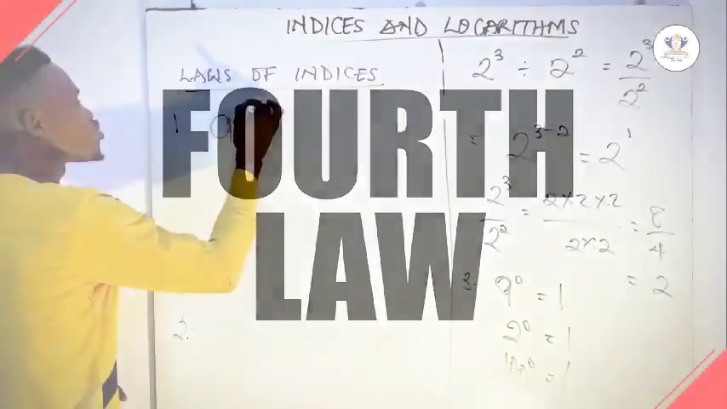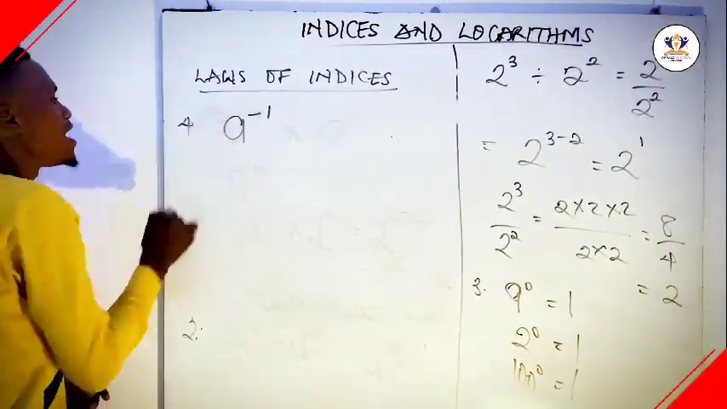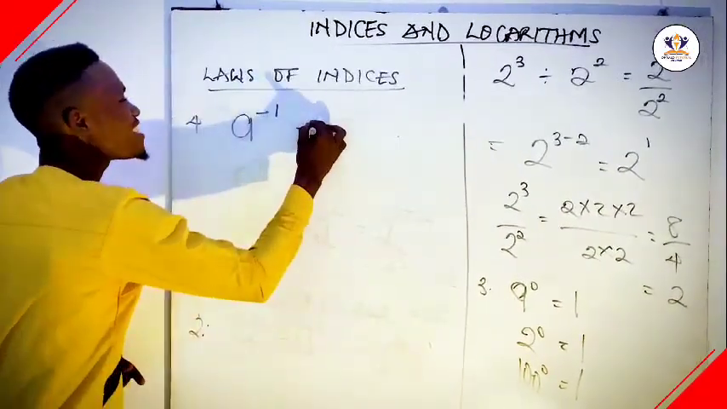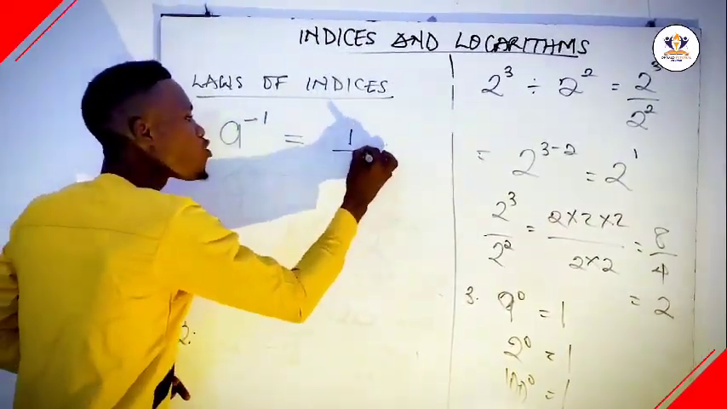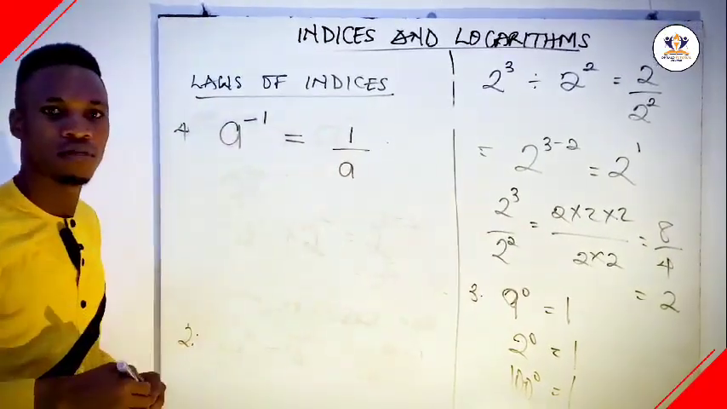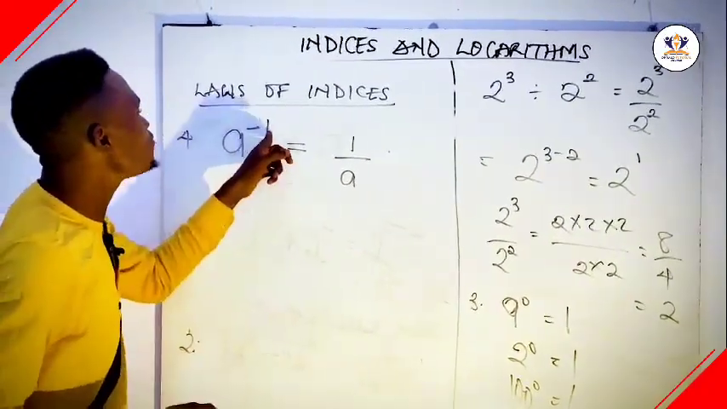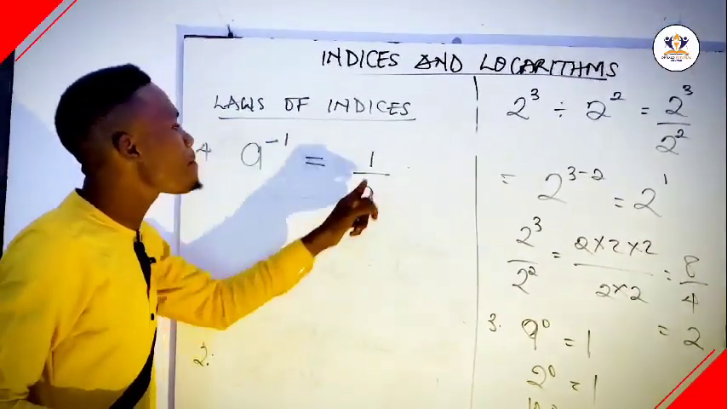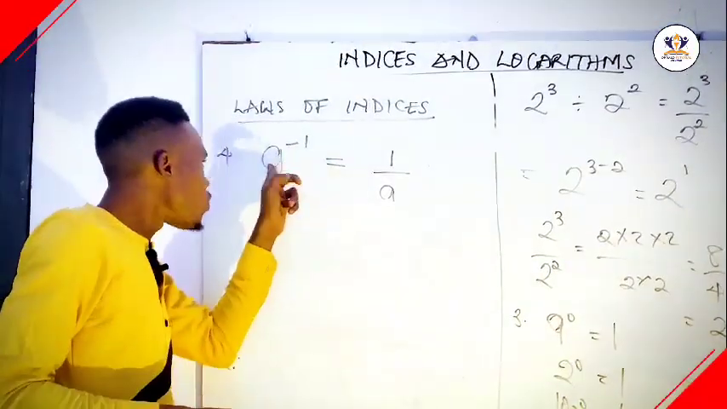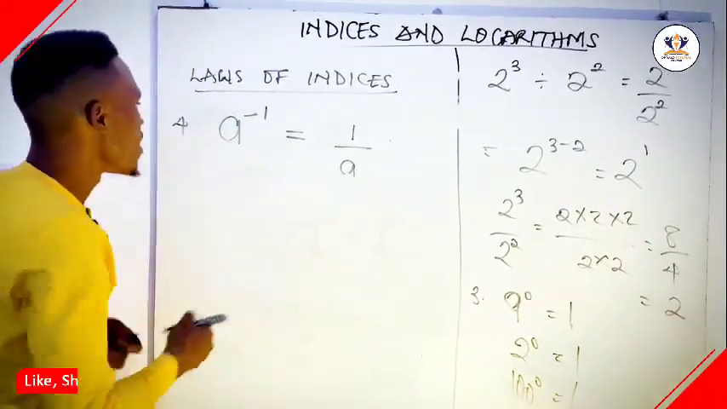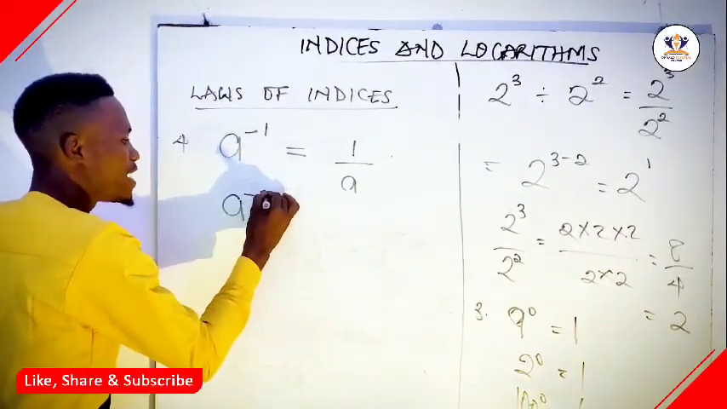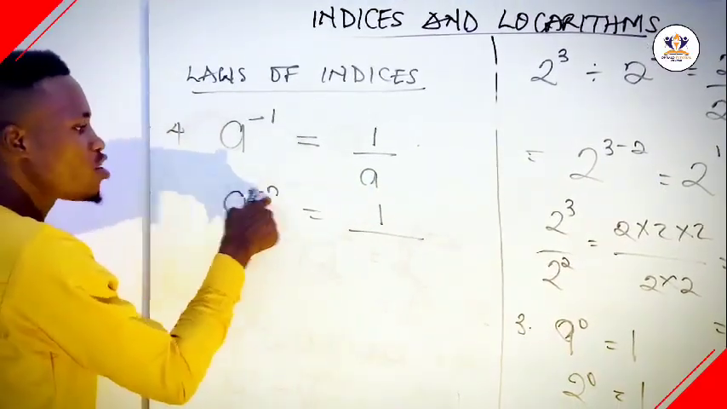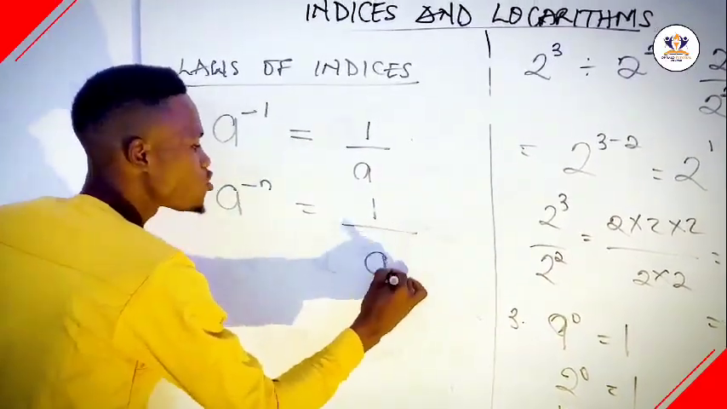Raised to power minus 1, this is number 4. A raised to power minus 1. Anytime you have a raised to power minus 1, this is equal to 1 all over a. Now why? Anytime you have a negative power, that negative power means 1 all over what you are dealing with, a. So if you have a raised to power minus n, a raised to power minus n is equal to 1 all over a raised to power n, that minus means 1 over.